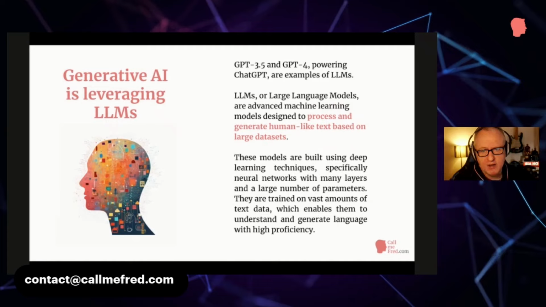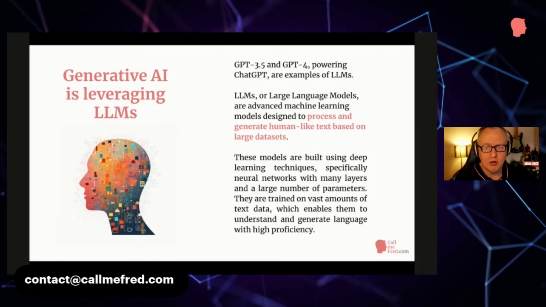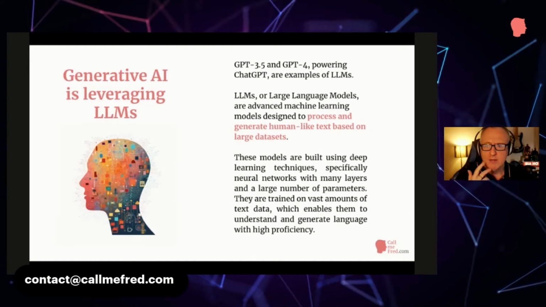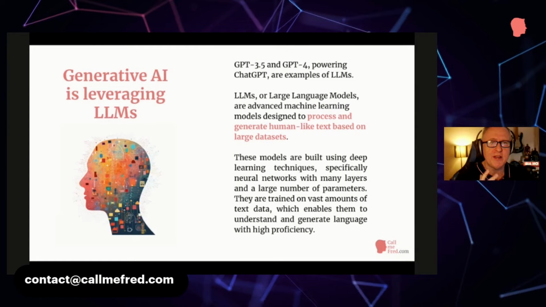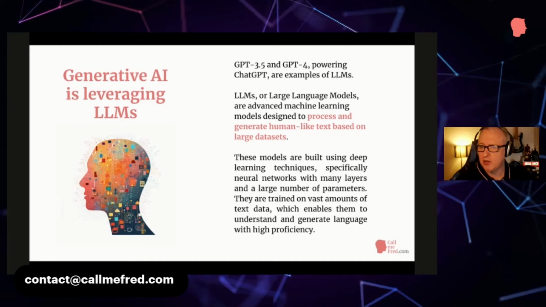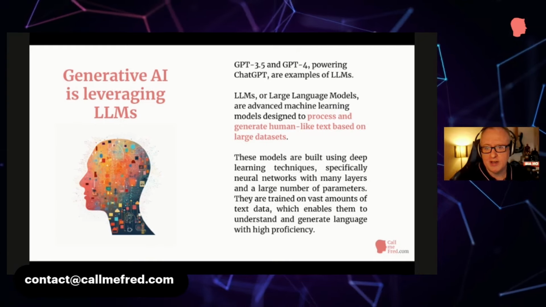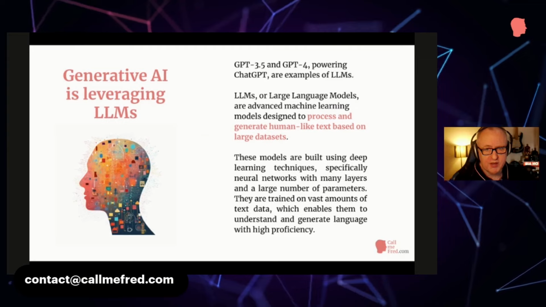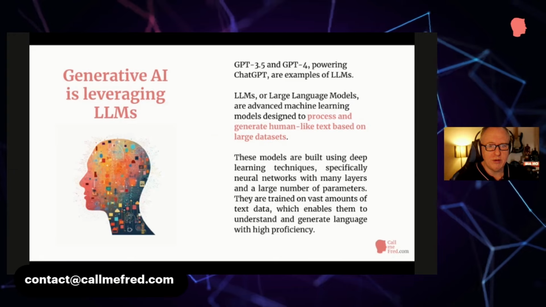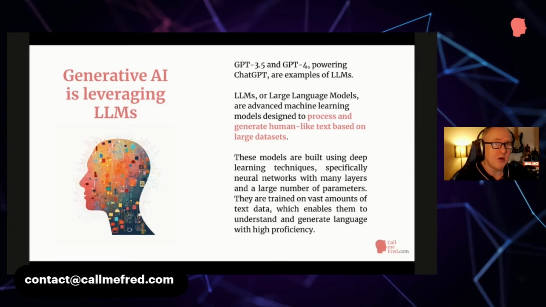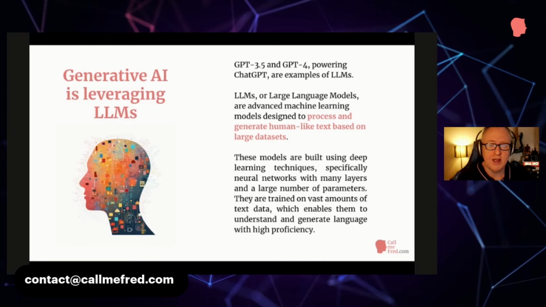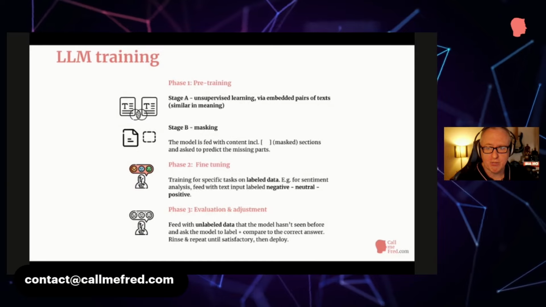Generative AI is leveraging what we call LLMs, or large language models. Large language models are advanced machine learning models designed to process and generate human-like text based on large data sets. These models are built using deep learning techniques, specifically neural networks inspired by the human brain, with many layers and a large number of parameters. They are trained on vast amounts of text data, which enables them to understand and generate language with outstanding proficiency.